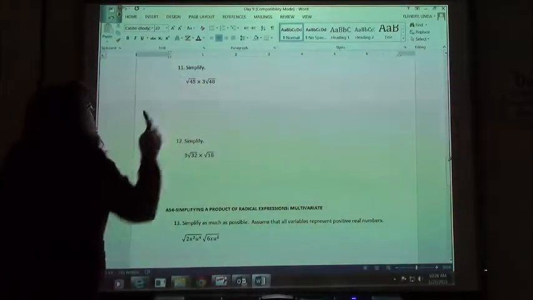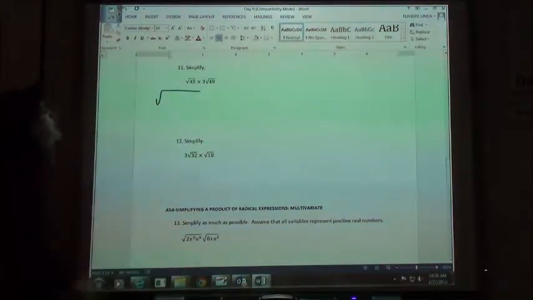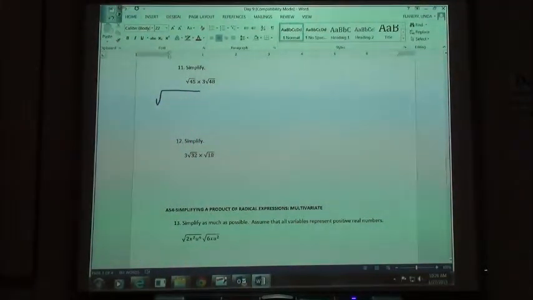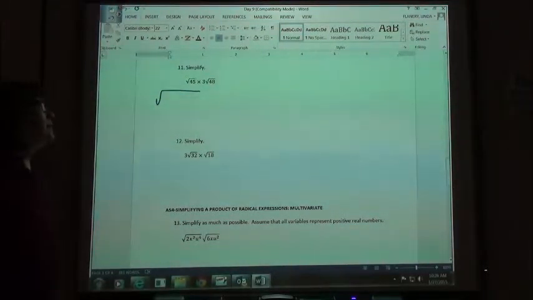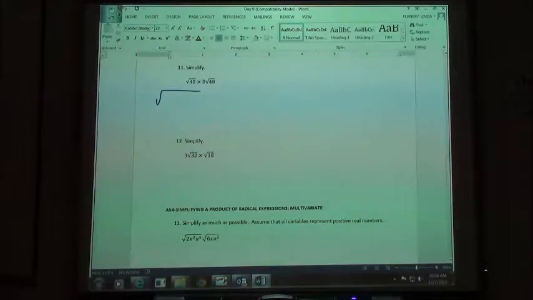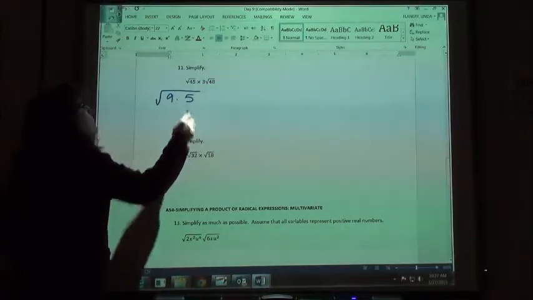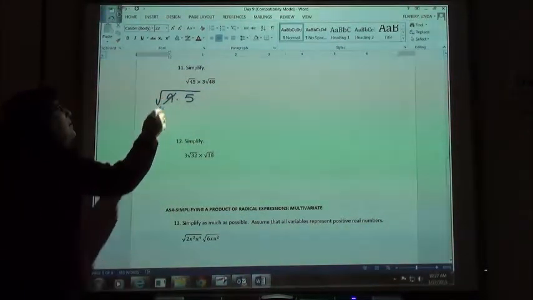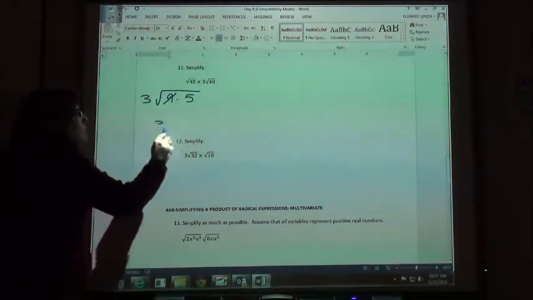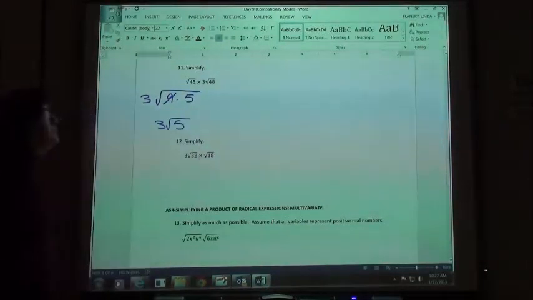So number 11, we got 45. What times what is 45? One of which being our perfect square, of course. Nine times 5, right? 9 is my perfect square. 9 times 5, the square root of 9 is 3, so I get 3 square root of 5.